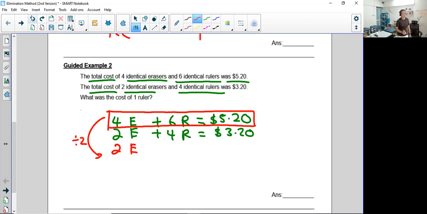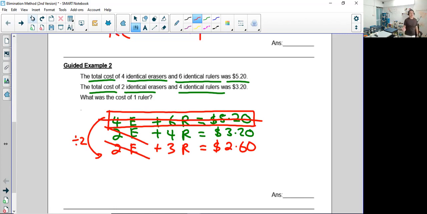So divide by 2, you get 2 erasers. And then I divide by 2, I get 3 rulers. And I divide by 2 and I will get $2.60, because $5.20 divided by 2 will be $2.60. So this statement, we can ignore. Now I can get rid of the erasers. I subtract, which is elimination. So I minus, no more erasers already. And then 4 rulers minus 3 rulers, I will get 1 ruler. And then $3.20 minus $2.60, I will get 60 cents.